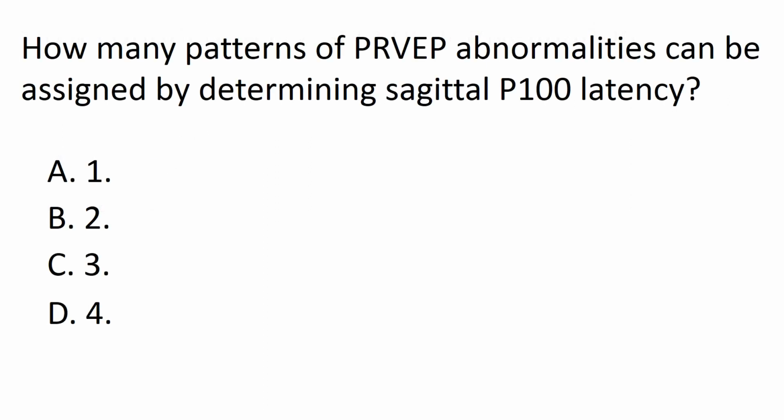How many patterns of pattern reversal visual evoked potential abnormalities can be assigned by determining the P100 latency? A1, B2, C3, D4. The title of this chart is Visual Evoked Potentials in Demyelinating Diseases. This figure is a miniature version of the figure we already saw just a few minutes ago when answering the first question. The right eye is being tested and the different trajectory of the central and peripheral retina are depicted, as well as the vector of the fields they create.